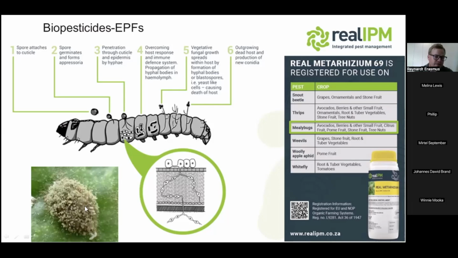And at the end of this infection process, if the conditions are conducive, you'll get these spore-producing conidiophores that grow out of the cadaver. And in this case, you can see what it looks like when mealybug is infested with Met69, with this green, clumpy, spore-producing conidiophore. This is actually an example of a mealybug, and you can see it's completely overgrown.